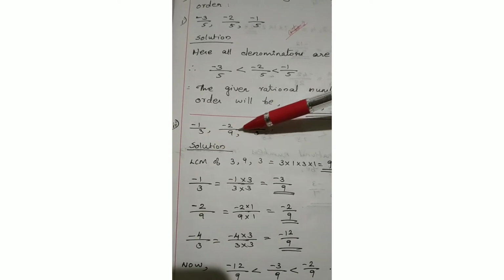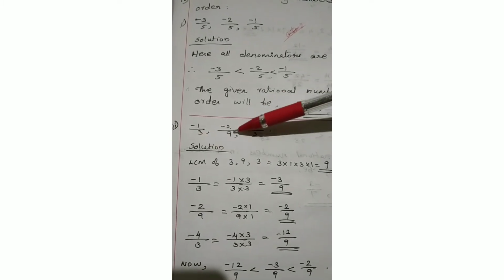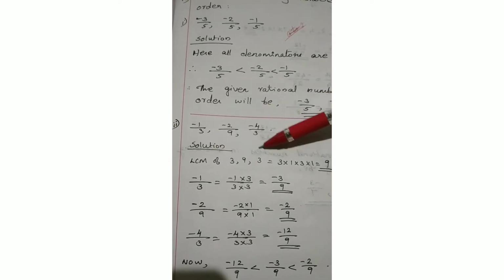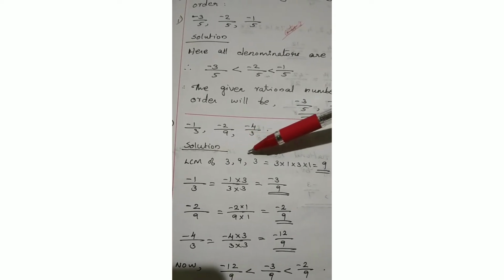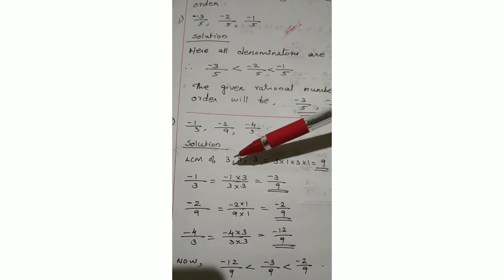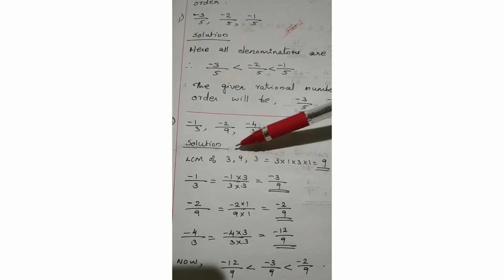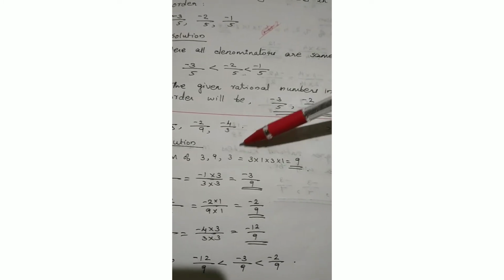Here the denominators are different. Two are the same, but one more rational number is there, carrying 9 as the denominator. So here the LCM of 3, 9 and 3. Here we know that 9 is a multiple of 3. So we can say 9 is the LCM of 3, 9 and 3.